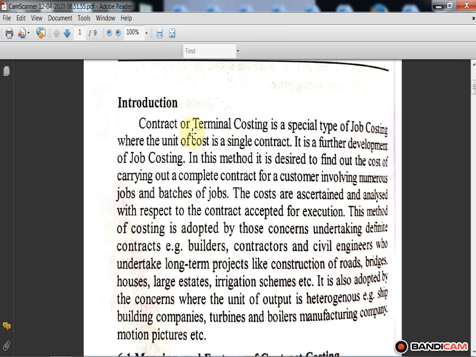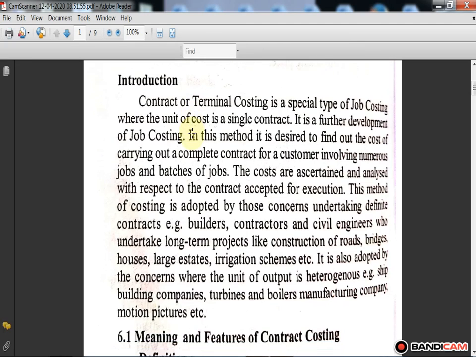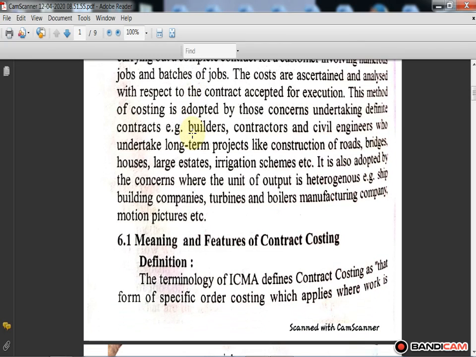contracts are undertaken by builders, contractors, and civil engineers who undertake long-term projects, okay, who build long-term projects like construction of roads, bridges, houses, large estates, irrigation schemes, etc. It also includes concerns which produce heterogeneous output, for example, shipbuilding companies, turbine and boiler manufacturing companies, and motion pictures, etc.